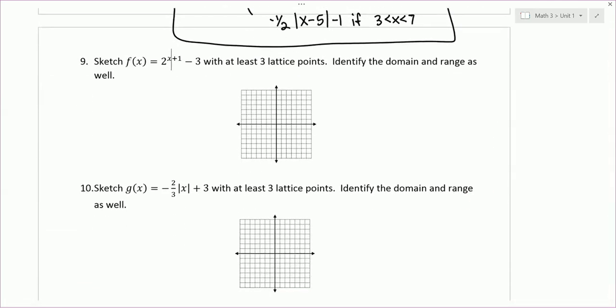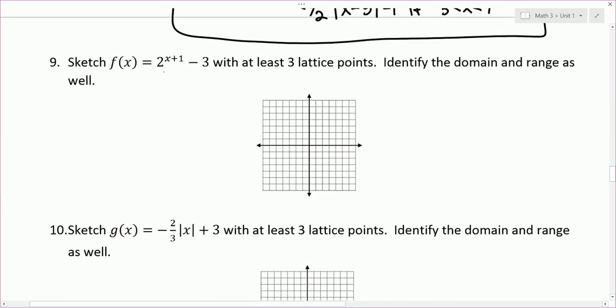Number 9. We have an exponential function that we want to sketch with at least 3 lattice points. A lattice point is a point that has an integer x-coordinate and an integer y-coordinate. So it's going to go where you have those little lines crossing. And then we also want to identify the domain and range.